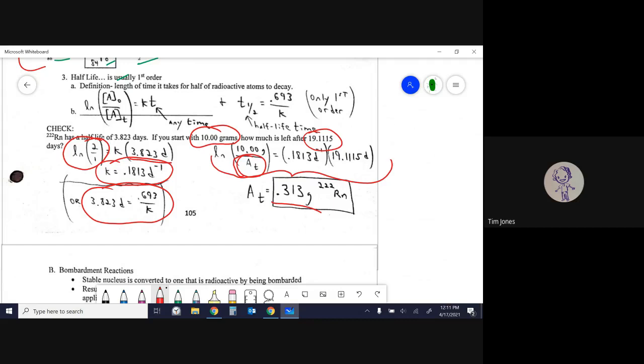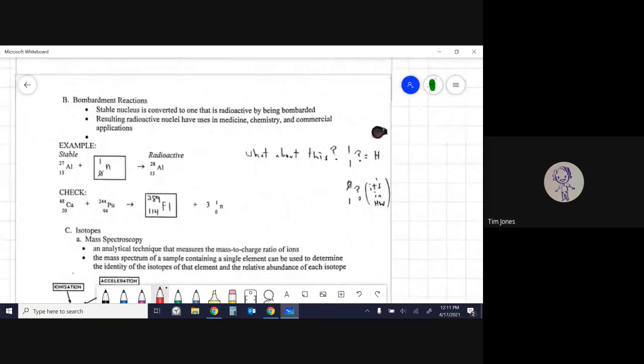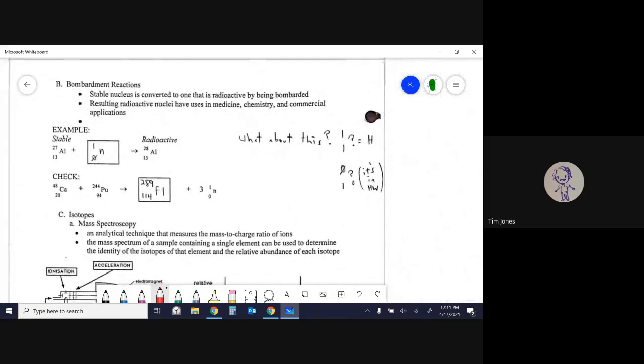If you want to know that, you would subtract 0.313 from the starting amount of 10, and then you would be able to calculate how much actually reacted. Now, a second type of reaction is called a bombardment. It's a pretty cool name.